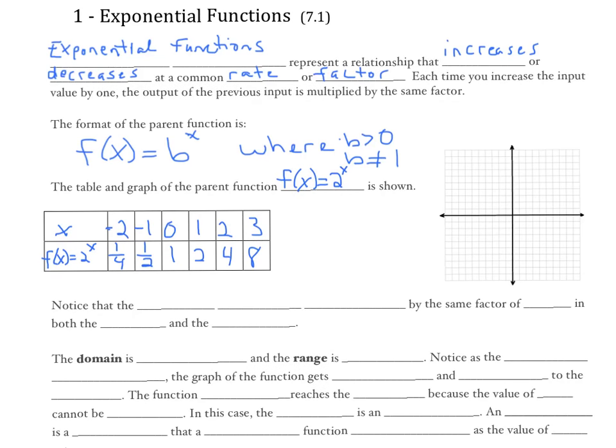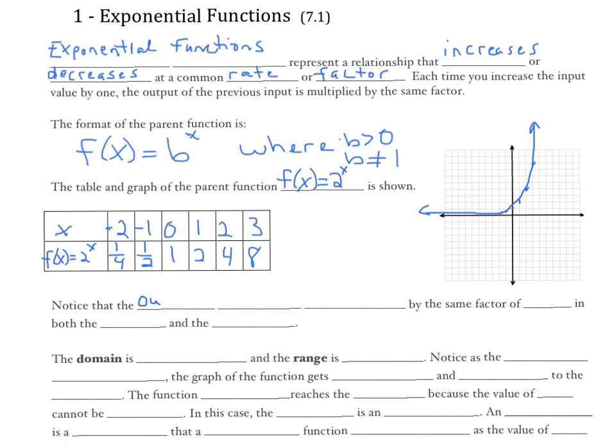So if we graph, we'll come close. We have at -2, a quarter, over here on the line, and at -1 we have a half, and then at 0 we have 1, and at 1 we have 2, and at 2 we have 4, and at 3 we have 8 over here. So when we graph it, it kind of skims along the x-axis and goes up.